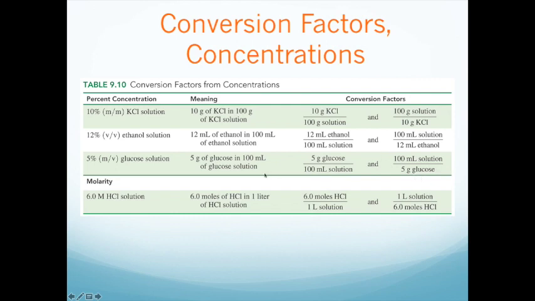And then we have a 6 molar hydrochloric acid solution. That means that it has 6 moles of hydrochloric acid in 1 liter of solution. And the conversion factors are 6 moles HCl per 1 liter of solution, or 1 liter of solution per 6 moles of hydrochloric acid.